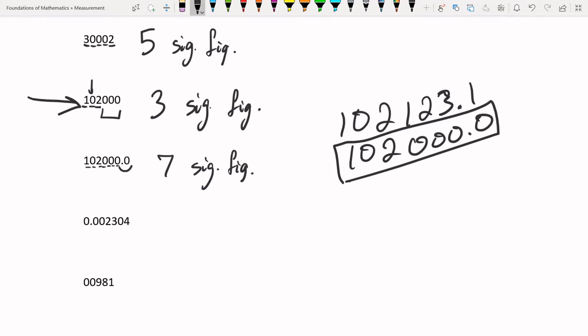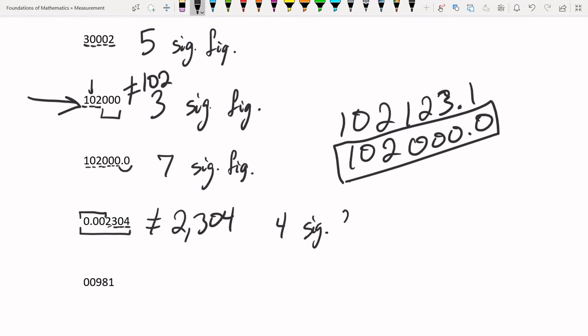That these zeros here are place values. They're adjusting the magnitude of the number. This number does not equal 102. It's 102,000. Well, the same thing is true here, right? This number does not equal 2,304. These first 3 zeros are there to adjust the number so that it's a smaller number. But that's all they're there for. They are not significant. And so we have 1, 2, 3, 4 sig figs in this number here.